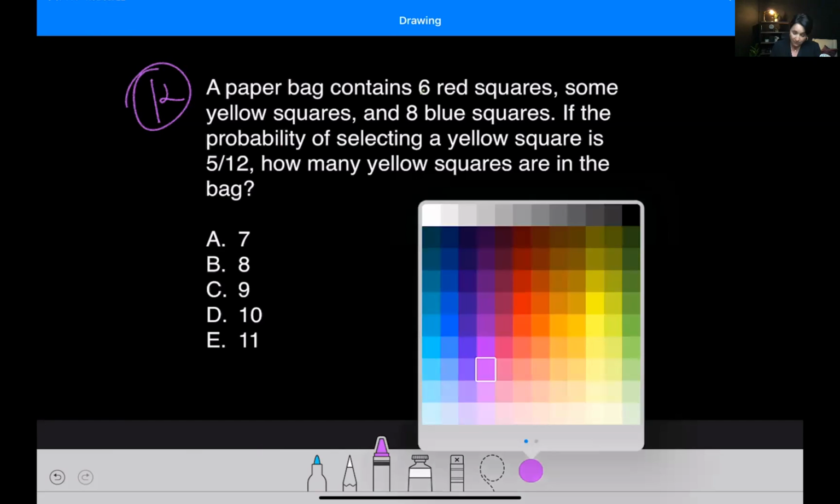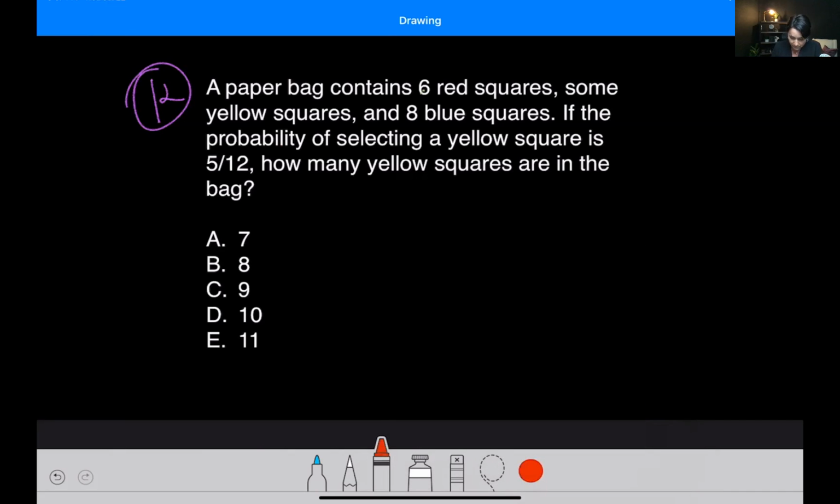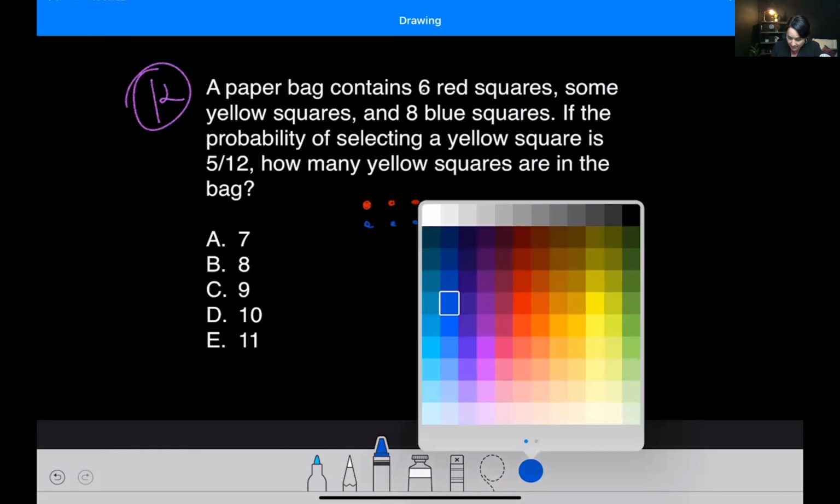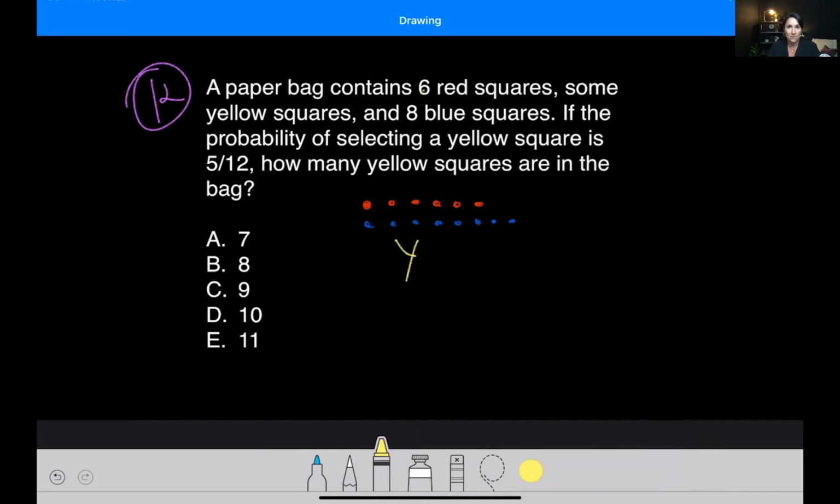I'm going to solve it a certain way. I've got 6 red squares here, and I have 8 blue squares. I'm going to make them circles because squares are too hard. Circles are easier to draw, okay? So I have 6 red and 8 blue, all right? And I have some yellow. I don't know how many yellow, but I know that the probability of choosing a yellow is 5/12.